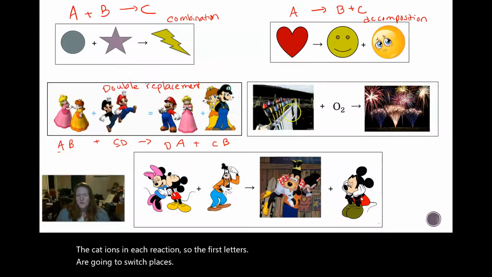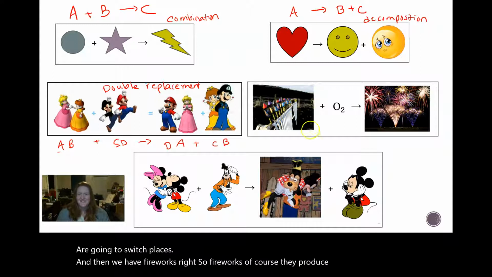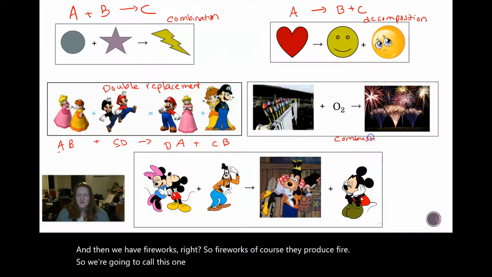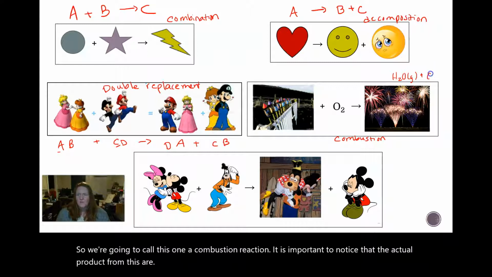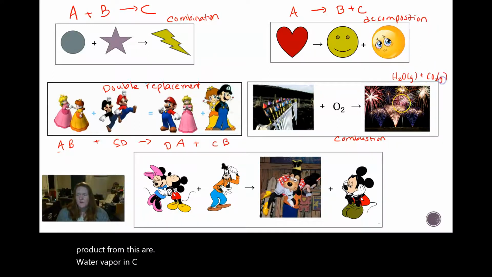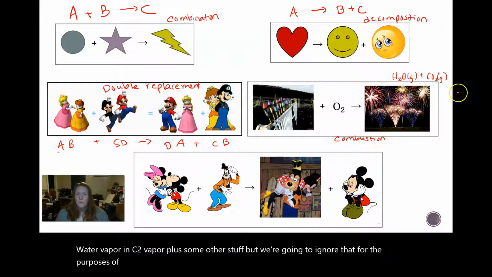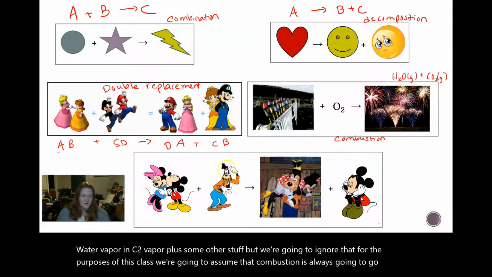And then we have fireworks, right? So fireworks, of course, they produce fire. So we're going to call this one a combustion reaction. It is important to notice that the actual products from this are water vapor and CO2 vapor plus some other stuff, but we're going to ignore that for the purposes of this class. We're going to assume that combustion is always going to go to completion. So in other words, there's no byproducts.